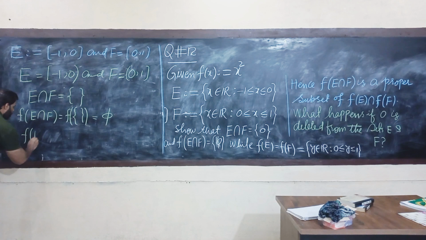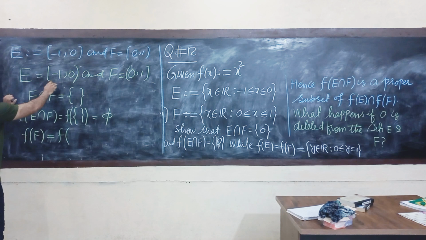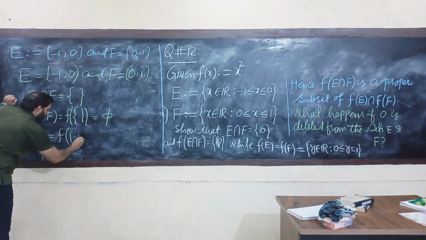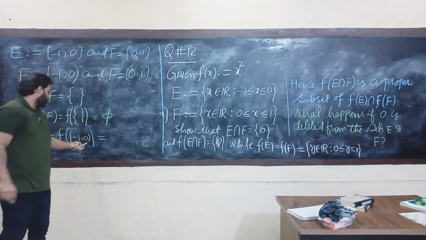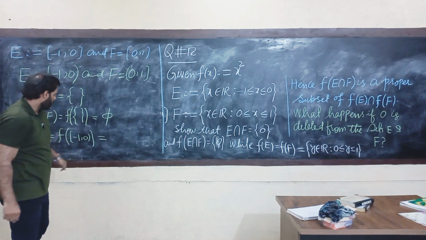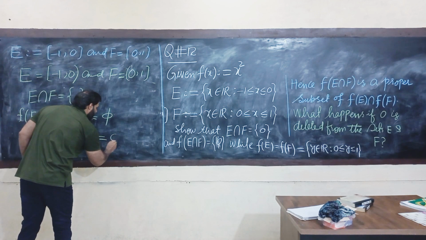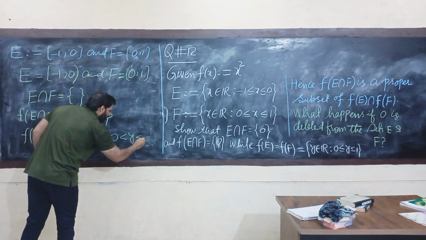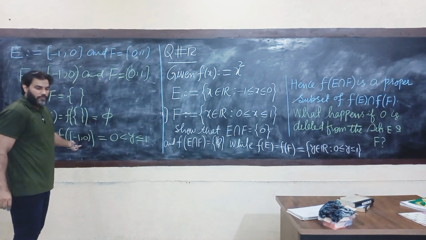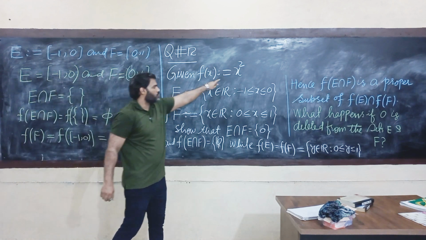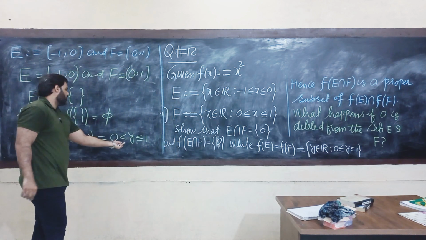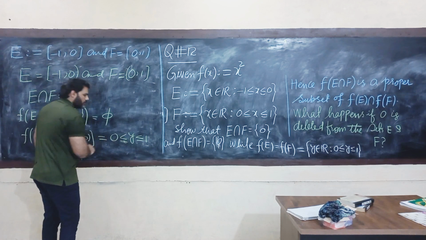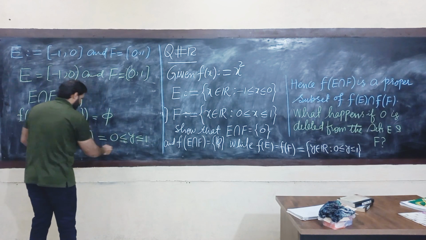f of F. In this case, the direct image of this set -1 to 0 is equal to, because now 0 is not a part of this set, in this case the direct image is 0 less than y less than or equal to 1. Because when we apply f on these values, our f is x square, so all the negative values become positive, but 0 is not included. That's why we will now not take the equal sign here. So this is now the direct image of this.